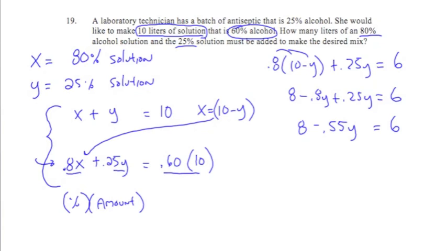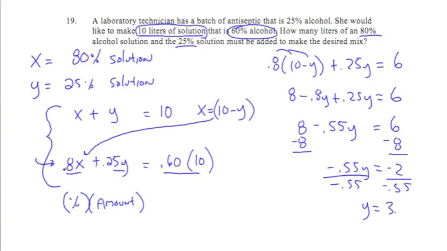Okay. Now I'm going to subtract 8 from both sides. So I have negative 0.55y equals negative 2. Now I'm going to divide both sides by negative 0.55. When I do that division, I get a positive 3.636, so I'll just round that to the hundredths place, so 3.64.